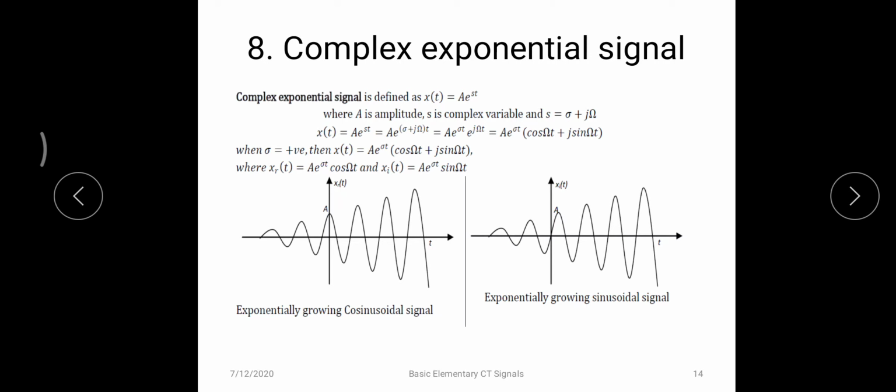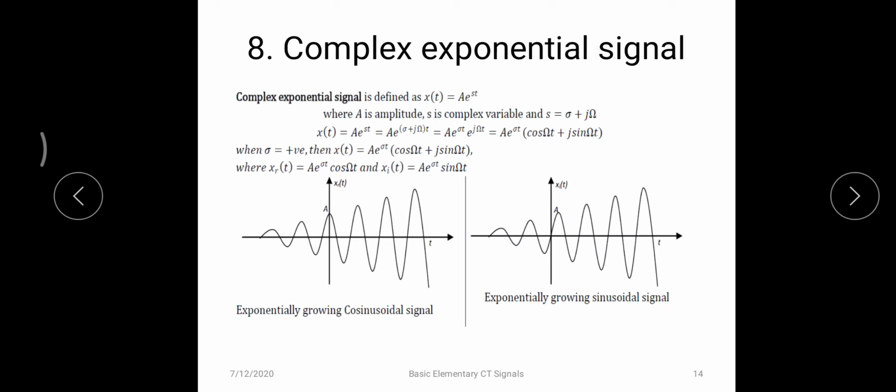Now when sigma is positive, x of t becomes A into e power sigma t (cos omega t plus j sin omega t). Now separate the real part and the imaginary part. The real part is the cos function and the imaginary part is the sin function. You can see there will be oscillations in your signals based on sigma, and since it is cos, at the origin it gives the maximum. In the case of the imaginary term, it is a sinusoidal signal, so at time t equal to 0 it gives 0. It is also an oscillation based on the value of sigma.